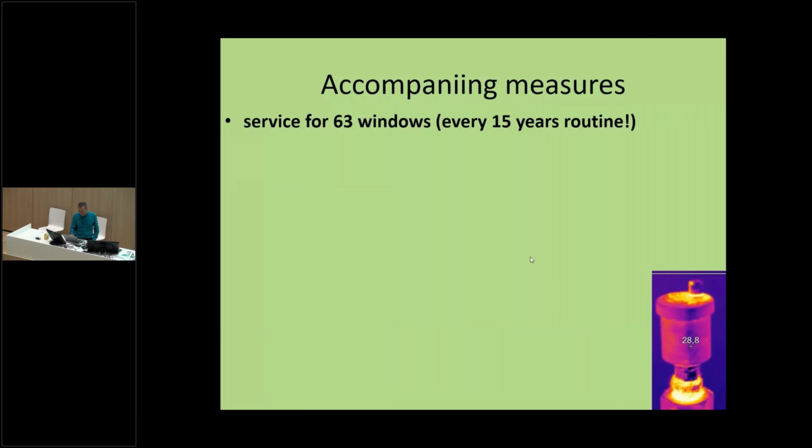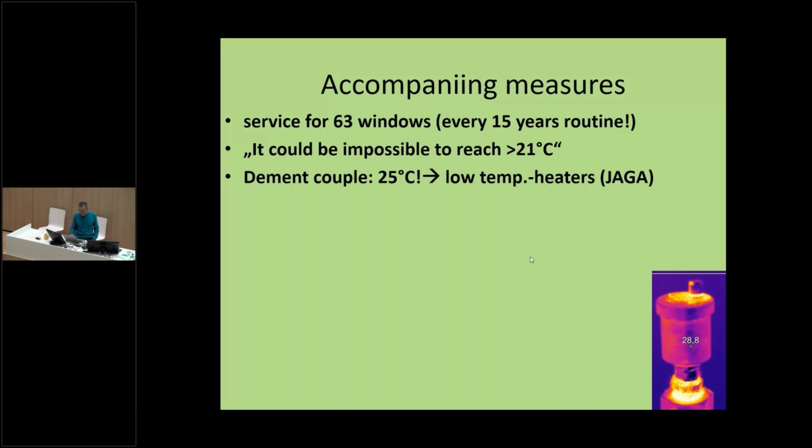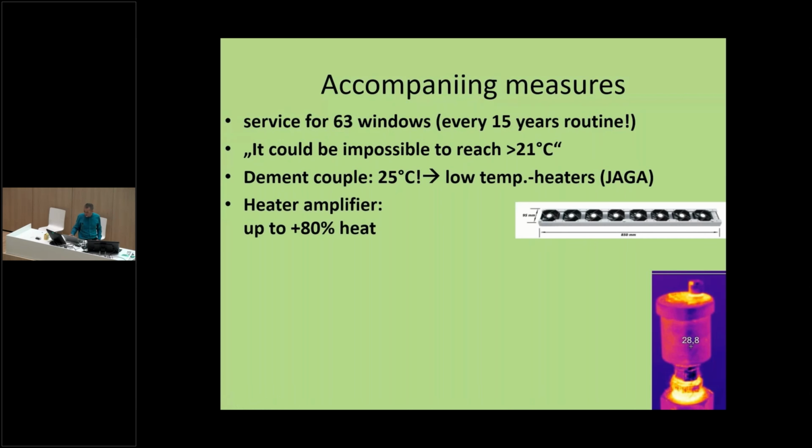What did we do? Accompanying measures. We serviced the windows. We told our lessors that it could be impossible to reach more than 21 degrees centigrade. But we had a dement couple on the floor living there, and we did low temp. We installed, instead of the direct heating with electricity, low temperature heaters, and now we reach 25 degrees in this flat.